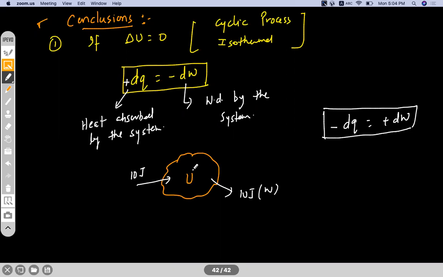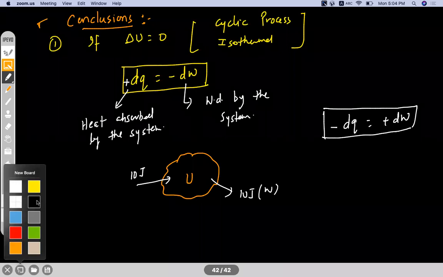Now the second condition you see, suppose we have a process in which the work done is 0. If work done is 0, this means what? Work done is 0 means du is equals to dq. We can write du is equals to dq, means this is plus heat absorbed by the system is equals to increase in internal energy, because this is also positive, no? So we can say what?